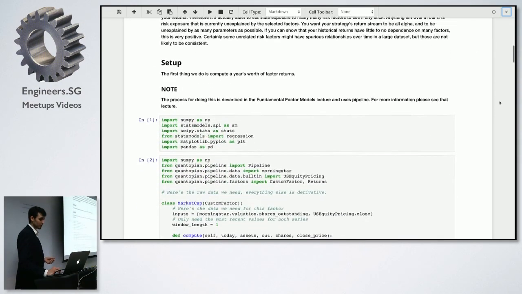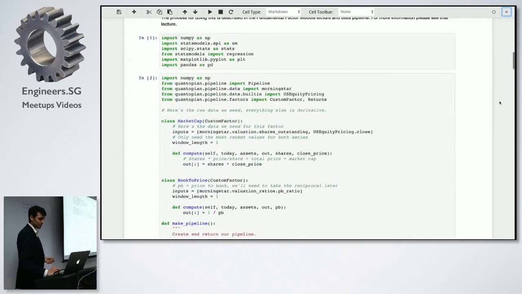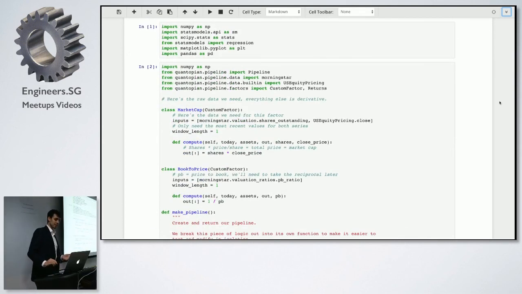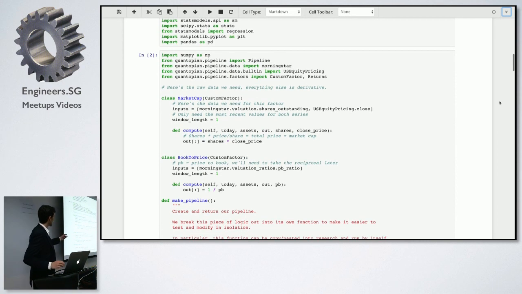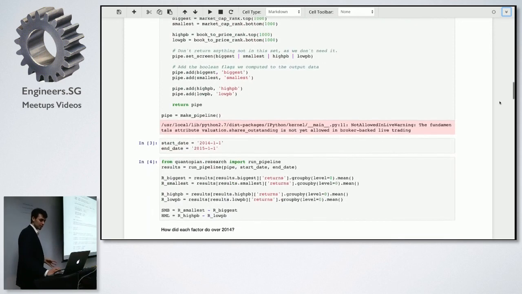So what we're going to do here is I'll walk you through a part of this analysis. And again, it's all there. You can go forward and try this on your own. But here we're just going to be looking at it from the other direction. Same code as before. We're looking at market cap and book to price. And the analysis is going to be very similar.